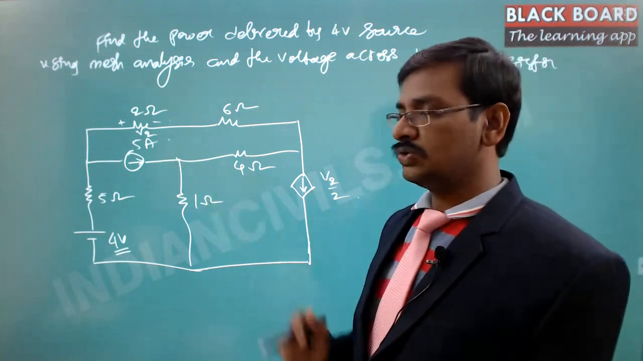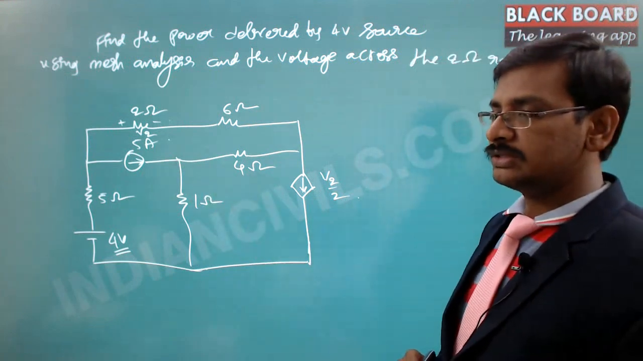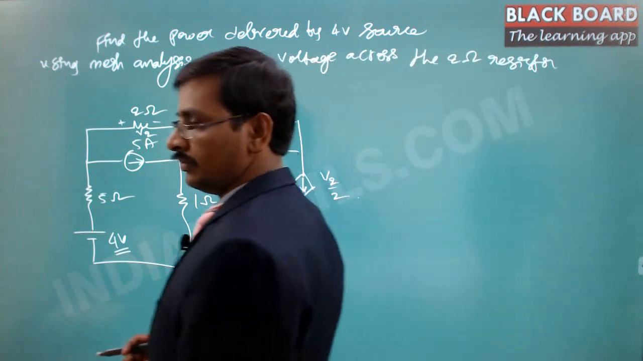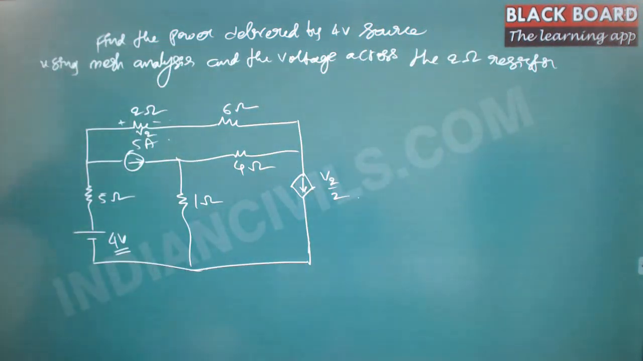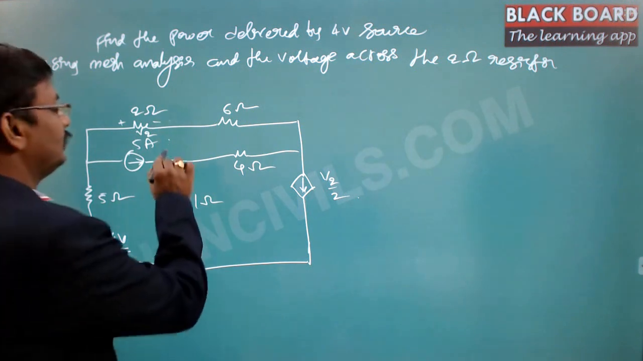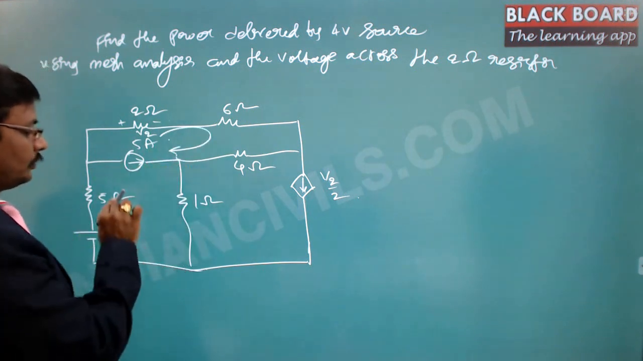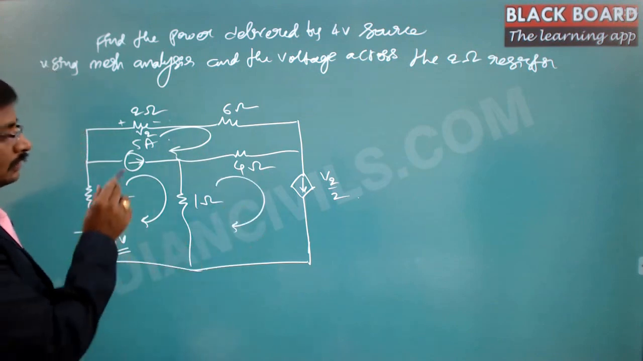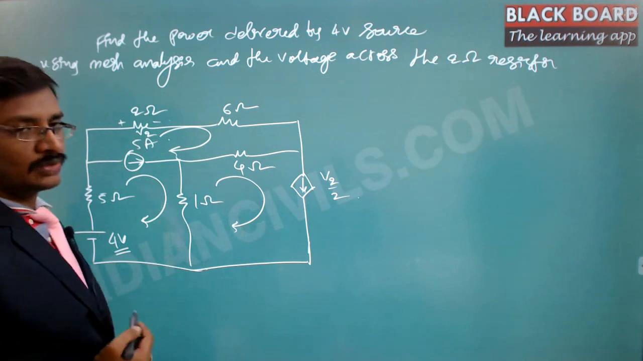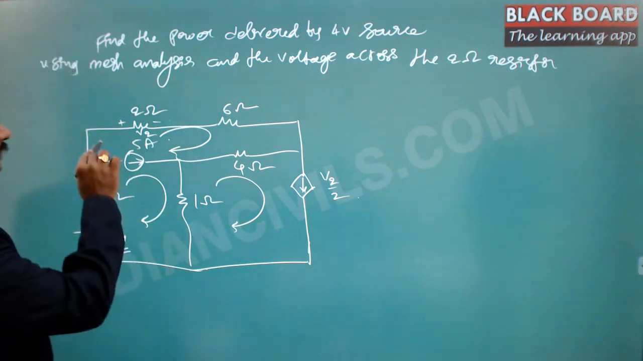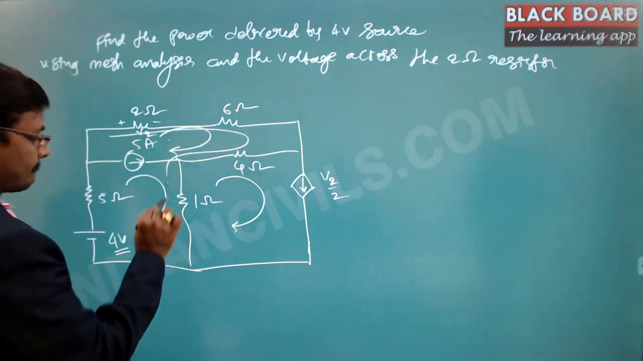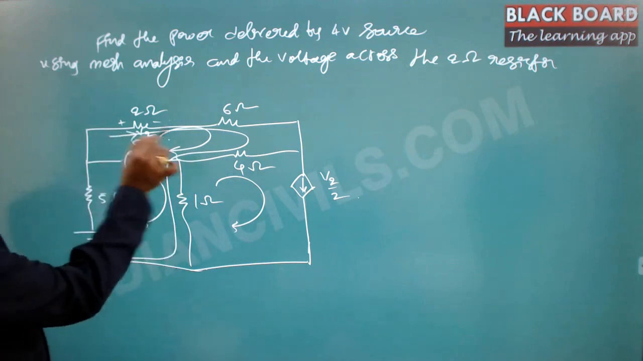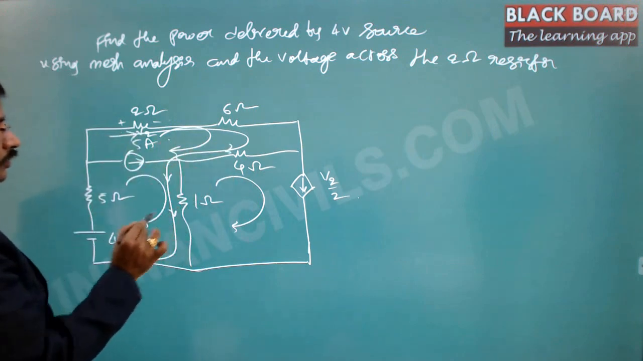If you notice, there is a current source in this particular case. So that current source, you have to eliminate it. There is one current in this loop, and one more current in this loop, and one more in this loop. Being a current source here, you can consider one super mesh, like this. If you consider this super mesh, then you can write one equation.